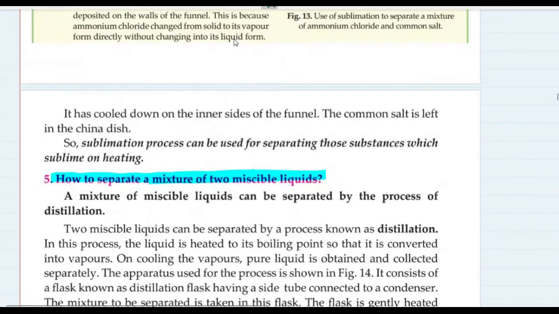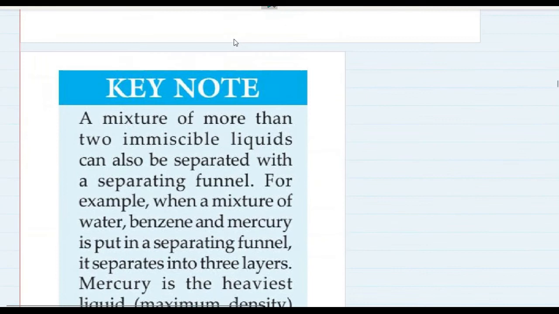Okay, before that I had skipped one part. Let's read this. A mixture of more than two immiscible liquids.